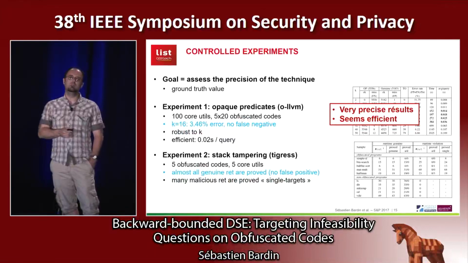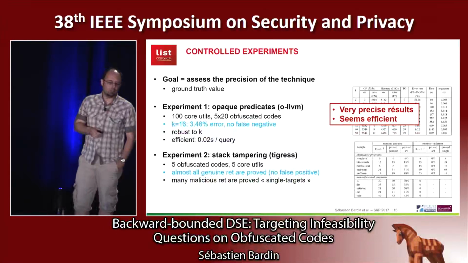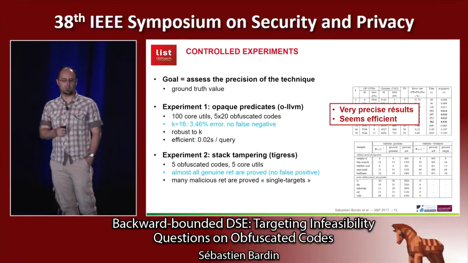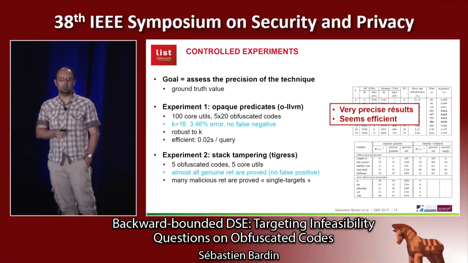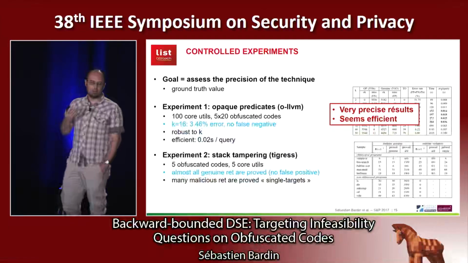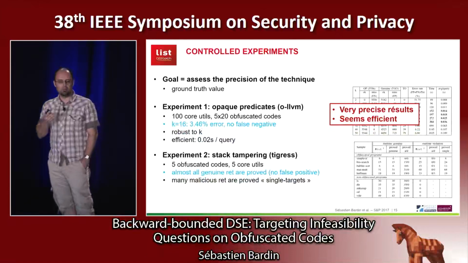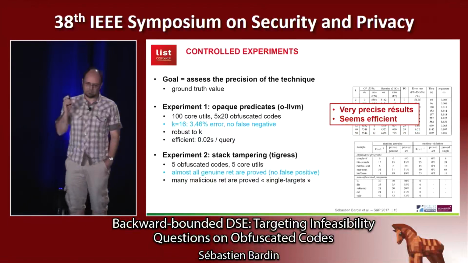Up to 15, it's still quite decent. And it's very efficient with 0.0 seconds per query. And we have also very good results on stack tampering. So in our view, this controlled experiment on ground truth values proves that the technique is very precise in practice.